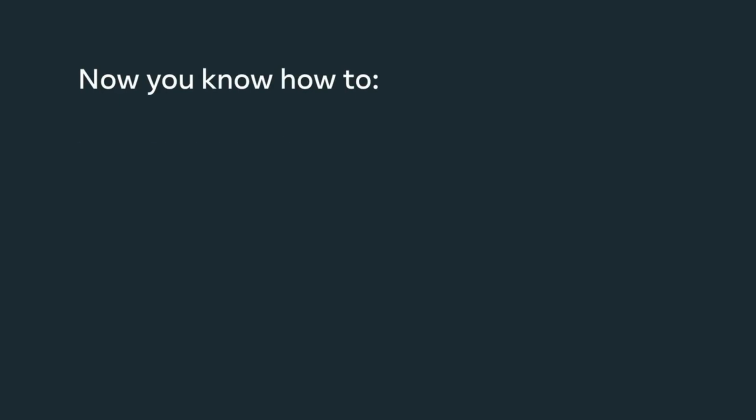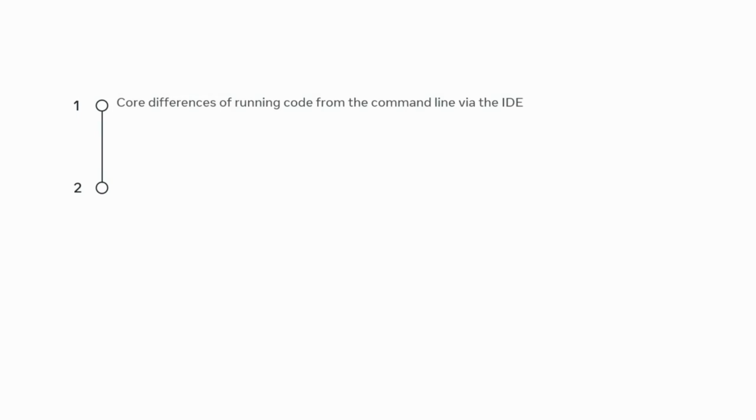You now know how to create and save a Python file and how to select the correct Python interpreter to run your files in VS Code. Did you know that Python can be run directly in the command line on Windows or Terminal in Mac and Linux? In this video, you'll learn more about the core differences of running code from the command line via the IDE, as well as exploring ways in which you can run programs through Python.